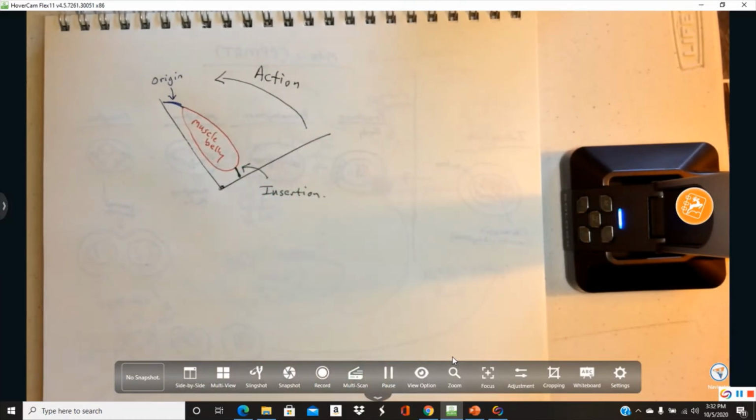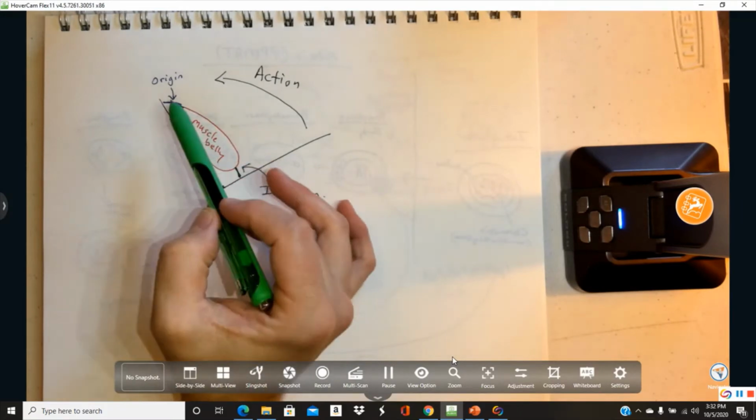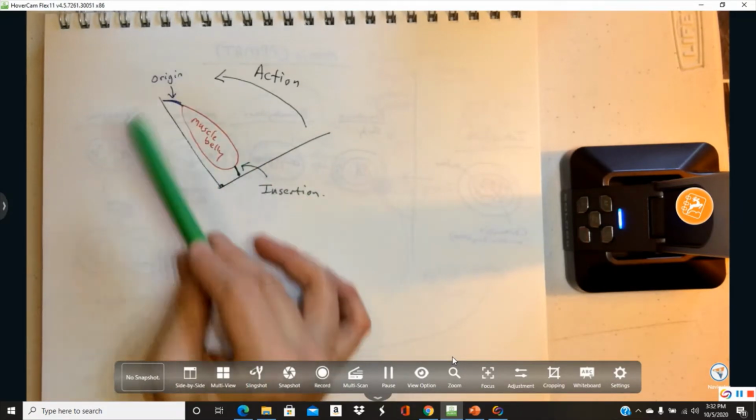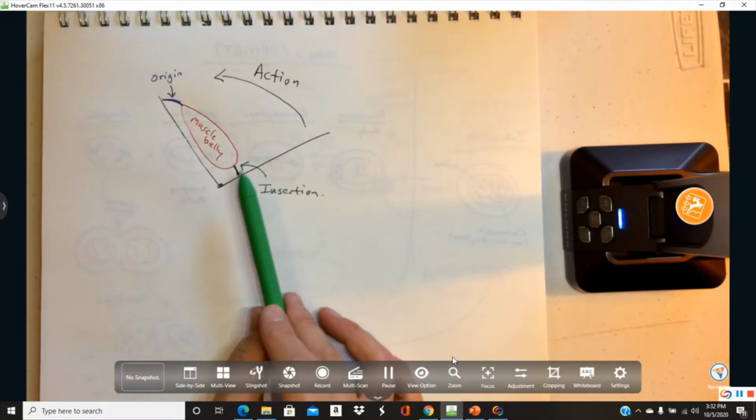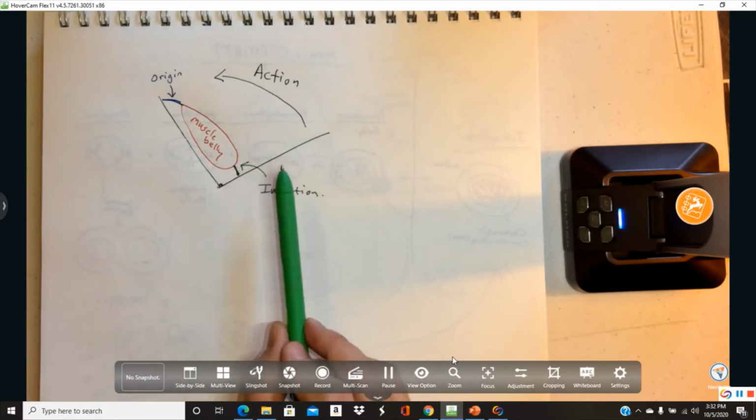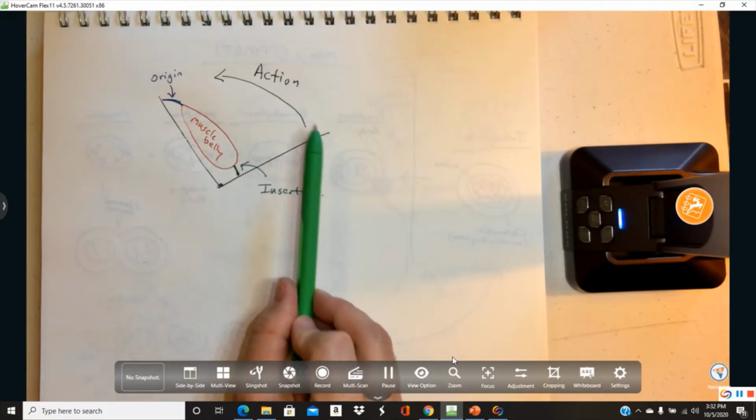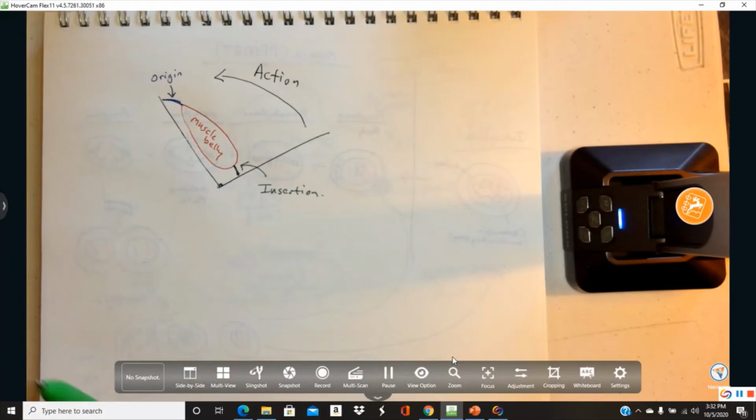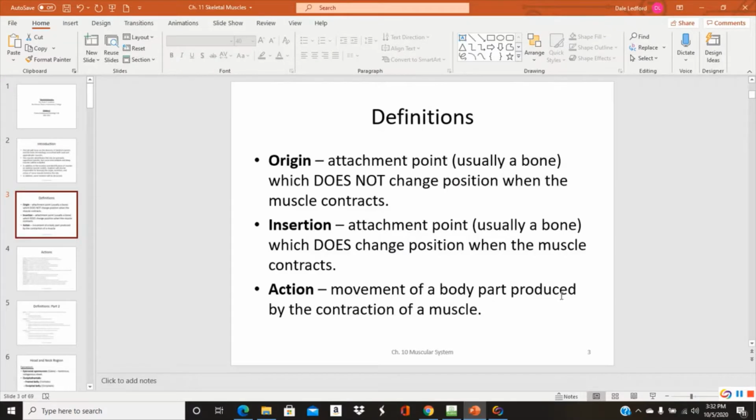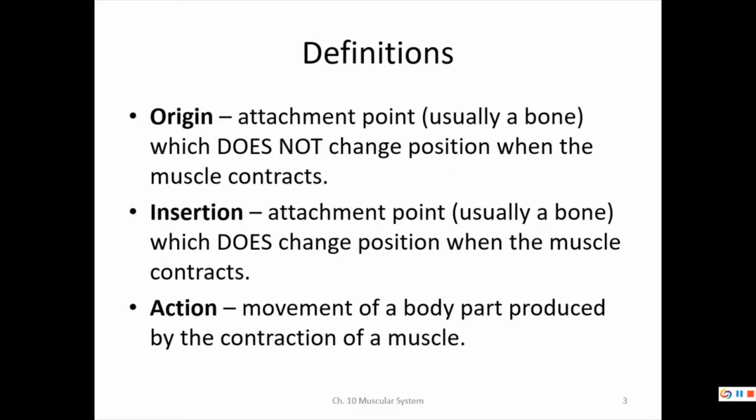So every muscle has an origin. They may have one or many origins. They may have one or multiple insertion points. And when the muscle contracts, an action is produced. So all muscles have an origin, insertion, and an action. The terms origin, insertion, and action are the first terminologies we're learning here to understand what's going on in muscle anatomy.